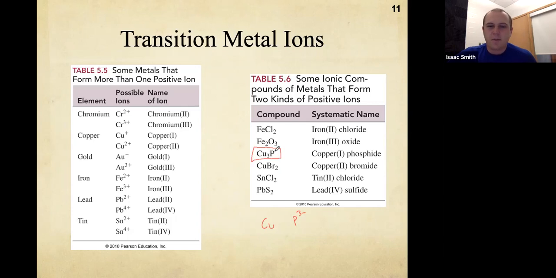So we have 3 coppers and 1 phosphorus, okay? So if the 1 phosphorus is giving us a 3 minus charge and we have 3 coppers, that means out of the 3 coppers, we're getting a total of 3 plus charge, meaning each copper is giving us a plus 1, okay? So we would write this as copper 1, with 1 as the Roman numeral, phosphide. And that would be the name that we would come up with for that ionic compound.